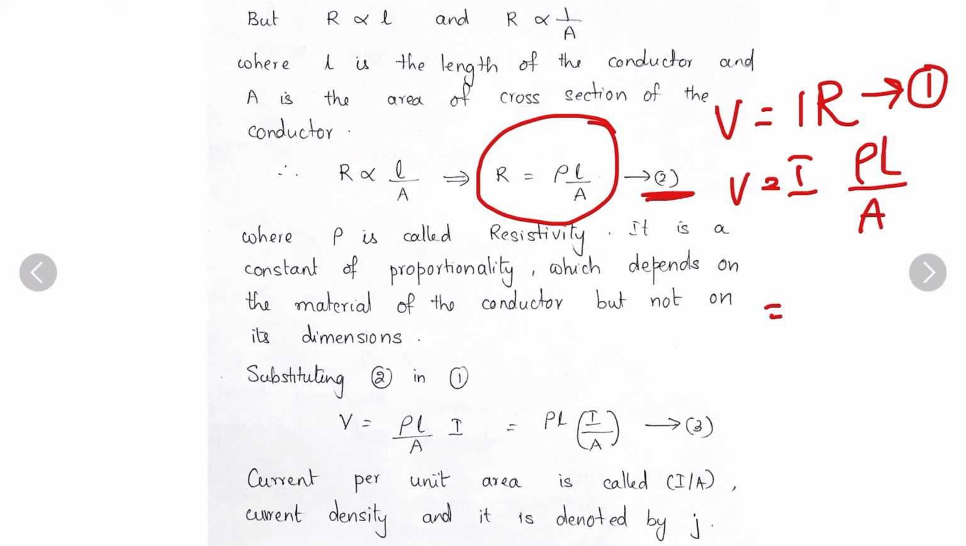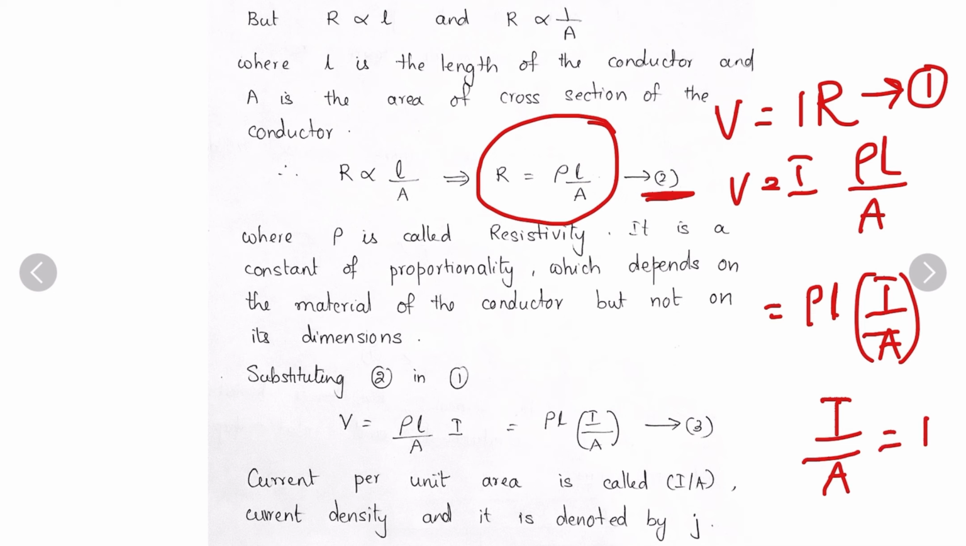So we can also write it as rho into L, I by A separately. I am putting it in a bracket. Another new term we are learning, I by A. I by A is called current density, denoted by a small letter j, where J is called current density, that is current per unit area.